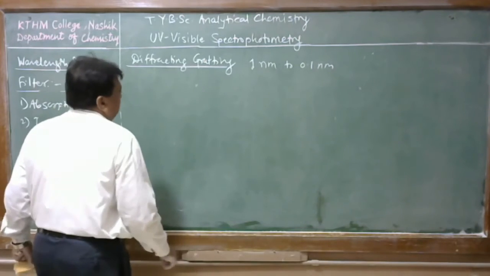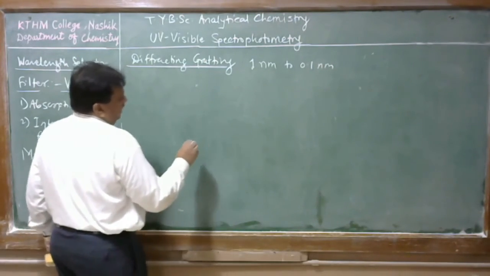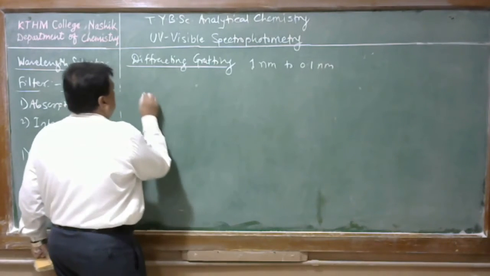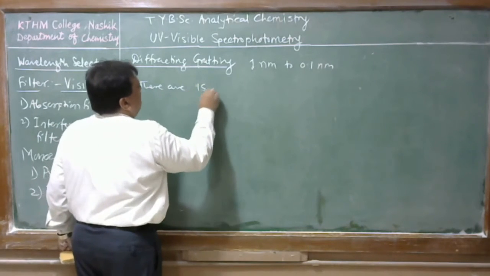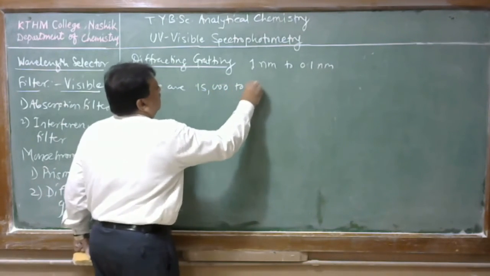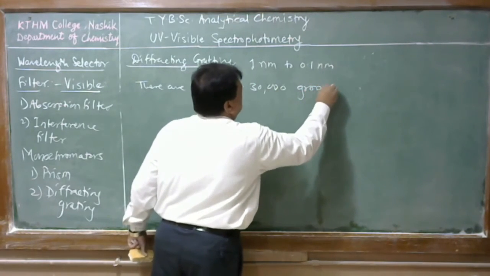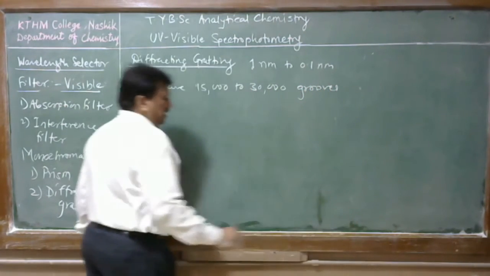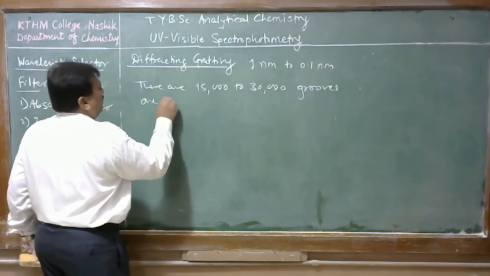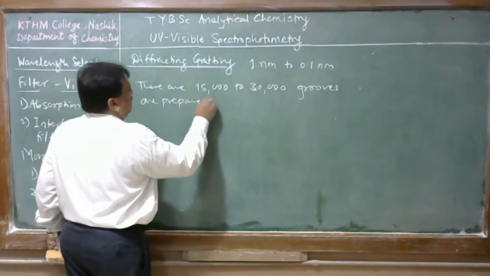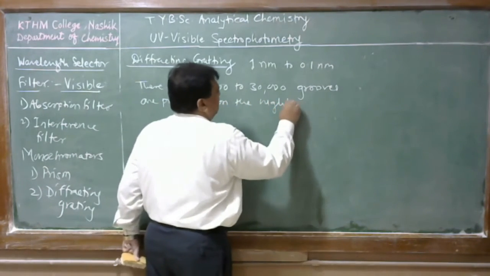How are these diffracting gratings constructed? In a diffracting grating, there are 50,000 to 30,000 grooves. Channels are prepared on highly polished alumina.